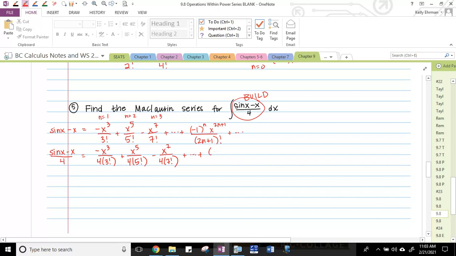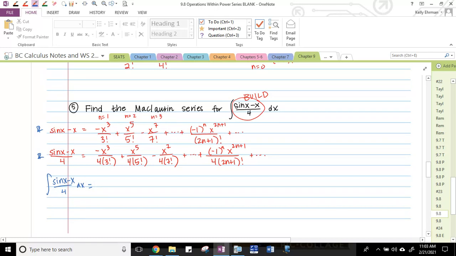But you should always write in the general. So negative 1 to the n times x to the 2n plus 1 over 4 times 2n plus 1 factorial, plus dot dot dot. So far I've used algebra. So the interval of convergence for sine x minus x is still all real numbers. Well, I don't really have a good place to write this because we're going to need that space. So I'm just gonna write all reals here. Still all real numbers. But now I've got to take the integral of sine x minus x over 4 dx.